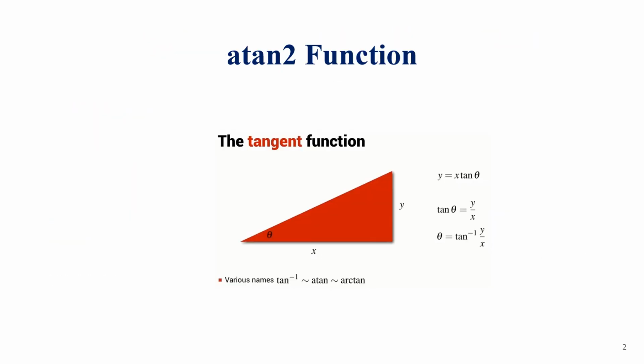And while solving the inverse kinematic problem, we normally do not use the tangent function, that is the tan inverse function. We use only the atan2 function. Atan refers to inverse tan, so the inverse tan 2 function we use. The tangent function, as you know, is the opposite side by adjacent side. So if you have tan theta equal to y by x, then theta is equal to tan inverse y by x.